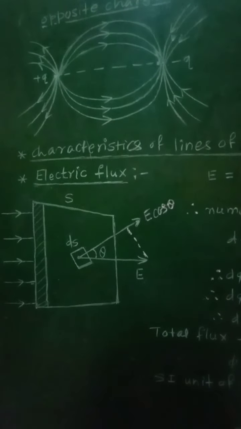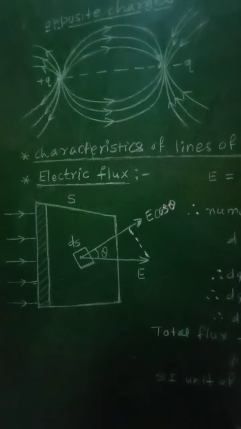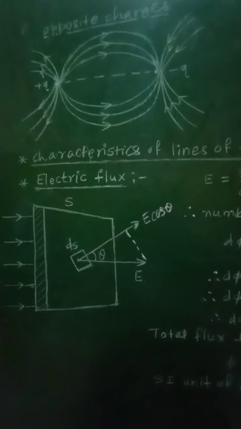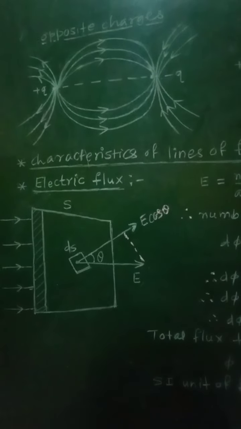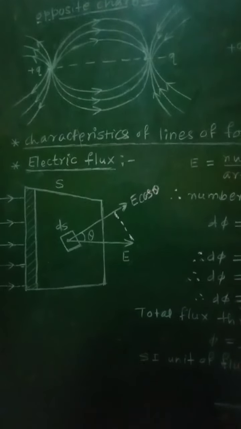The magnitude of electric field intensity is proportional to the number of lines of force per unit area of the surface held perpendicular to the field.